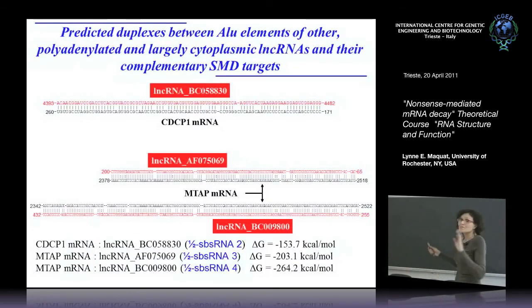And then there's many long non-coding RNAs that through their ALU element can bind to the ALU element in an SMD 3' UTR and trigger SMD. I just showed you an example of half SBS RNA1 that can regulate at least 2 different SMD targets. And here's an example of a single mRNA whose ALU element can be regulated by 2 different long non-coding RNAs. So it's a very complicated network. And we're very much interested in understanding how these long non-coding RNAs are regulated.